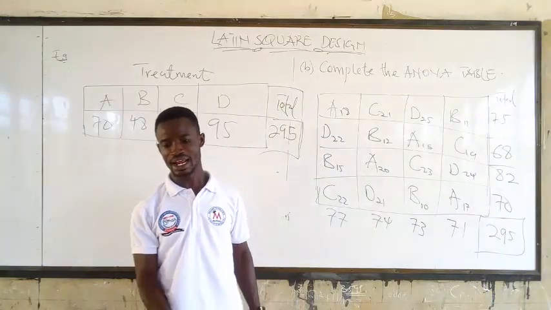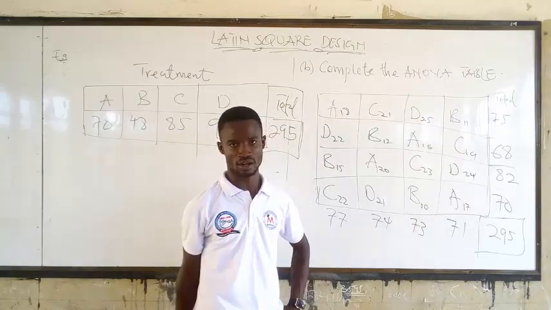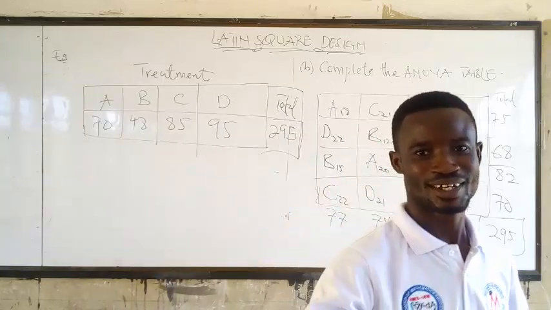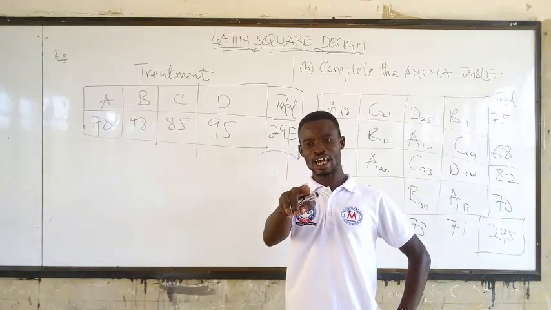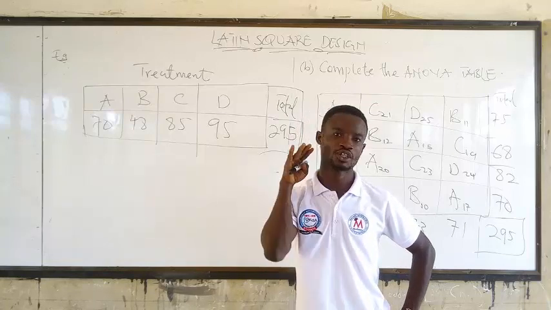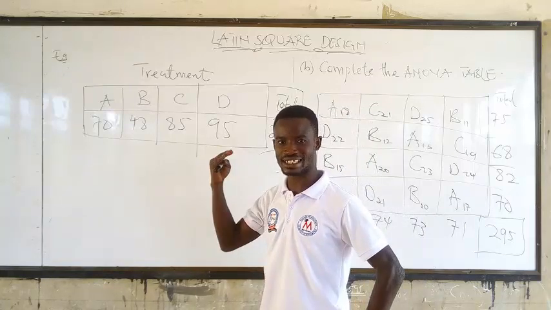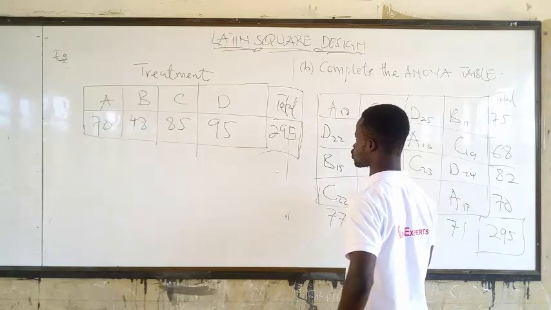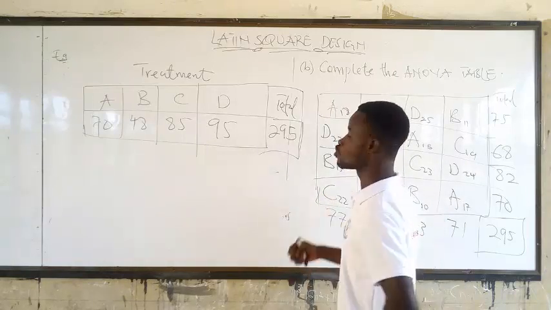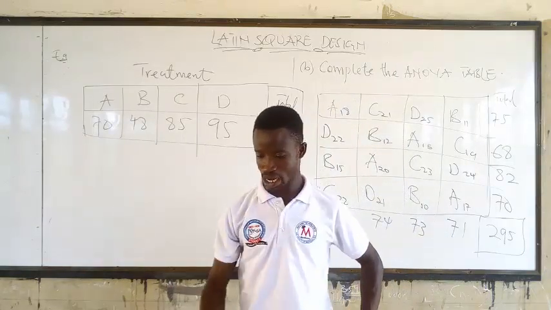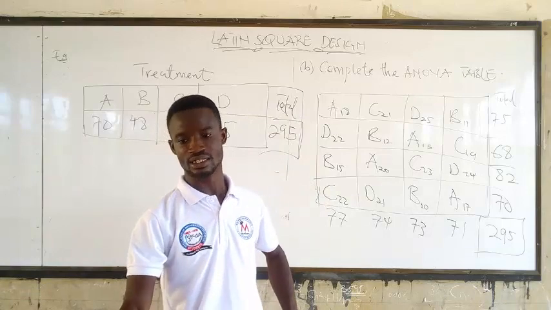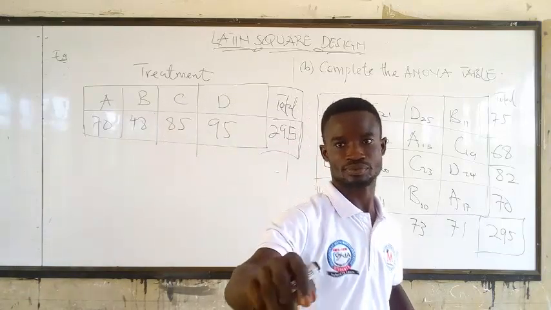Then what is the next thing to do? Let's move on. You state your hypothesis. You're going to state three hypotheses: one for the treatment, one for the row, and one for the block. So how will you state it? I'll be back.